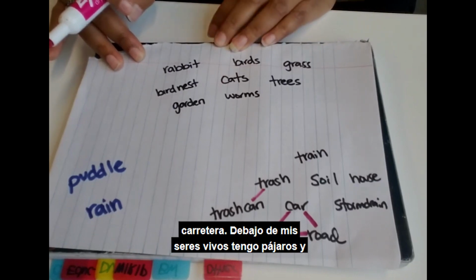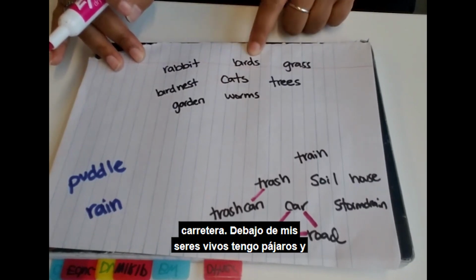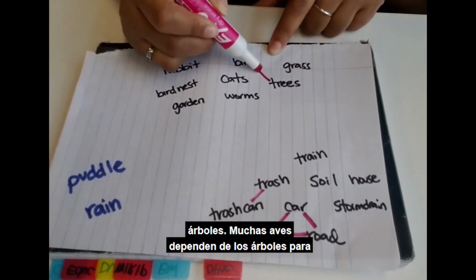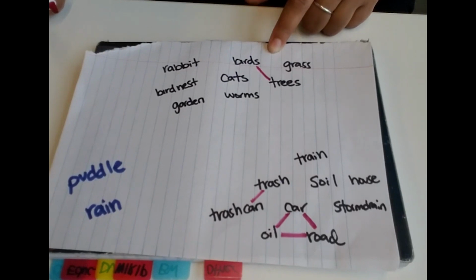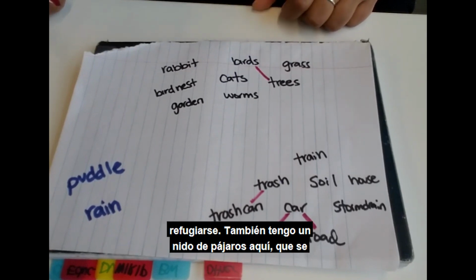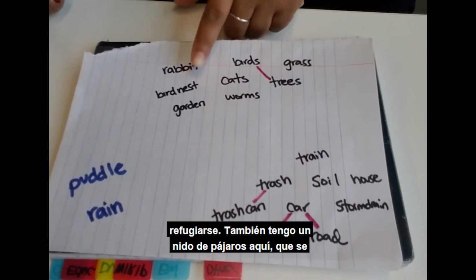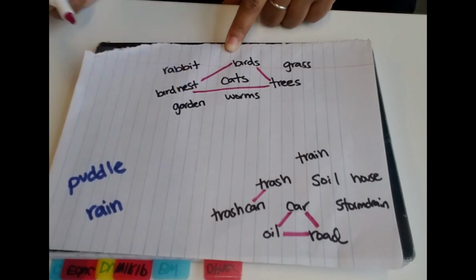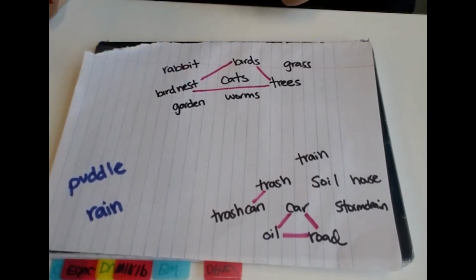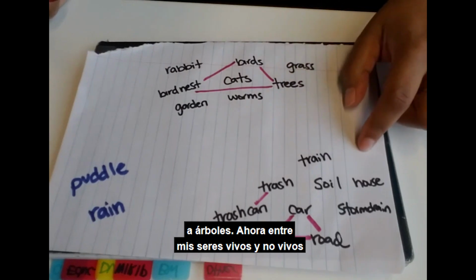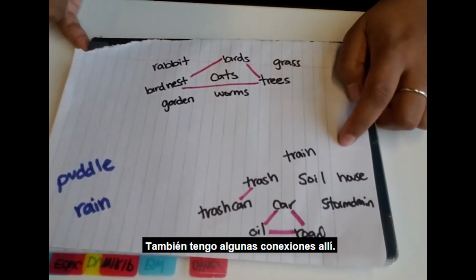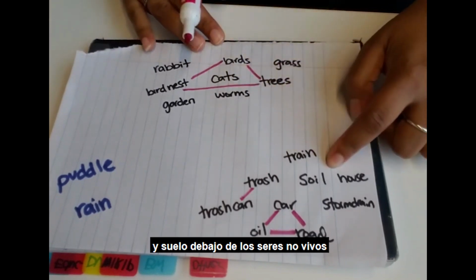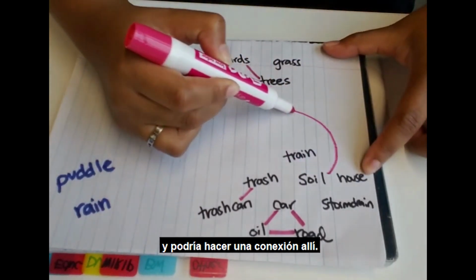Under my living things, I have birds and trees. Many birds rely on trees to provide shelter. I also have a bird's nest here, which can connect to birds, but also can connect to trees. Now, between my living and non-living things, I have some connections there too. So I have worms under living things and soil under non-living things, and I might make a connection there.